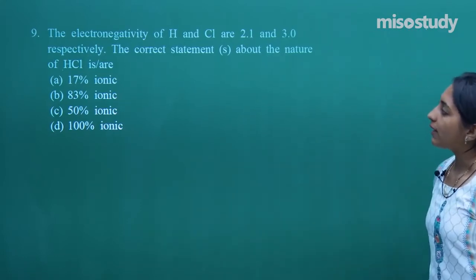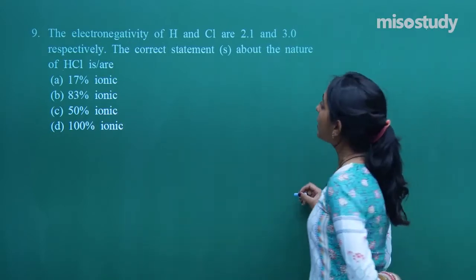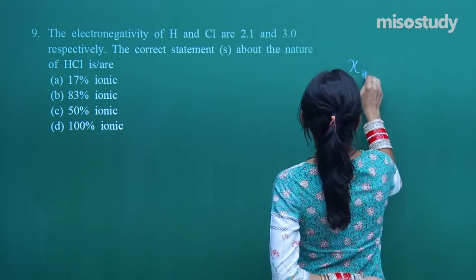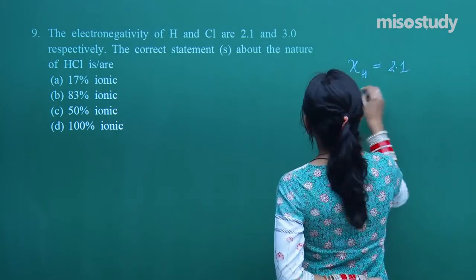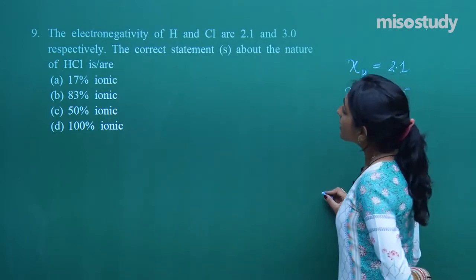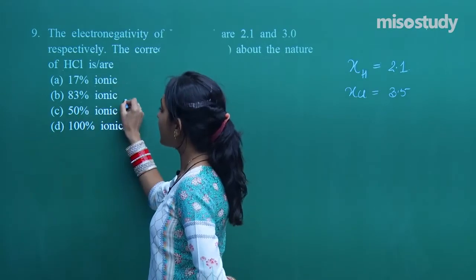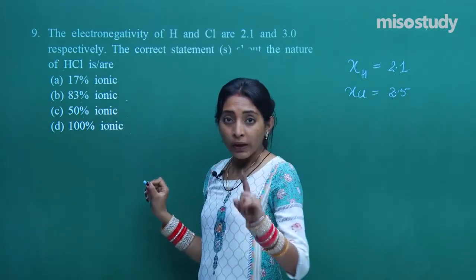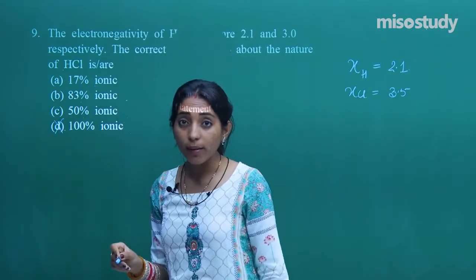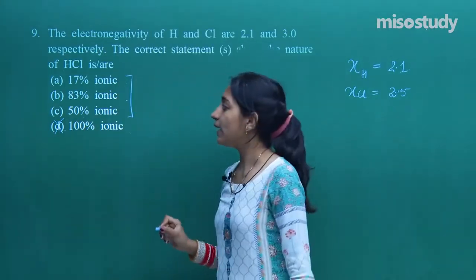The 9th question says the electronegativities of hydrogen and chlorine are 2.1 and 3.0. So the electronegativity of hydrogen is 2.1 and the electronegativity of chlorine is 3.5. The correct statement about the nature of the HCl bond is: 17% ionic, 83% ionic, 50% ionic, 100% ionic. First of all, I am very clear that HCl is a kind of covalent compound, so it's not 100% ionic.